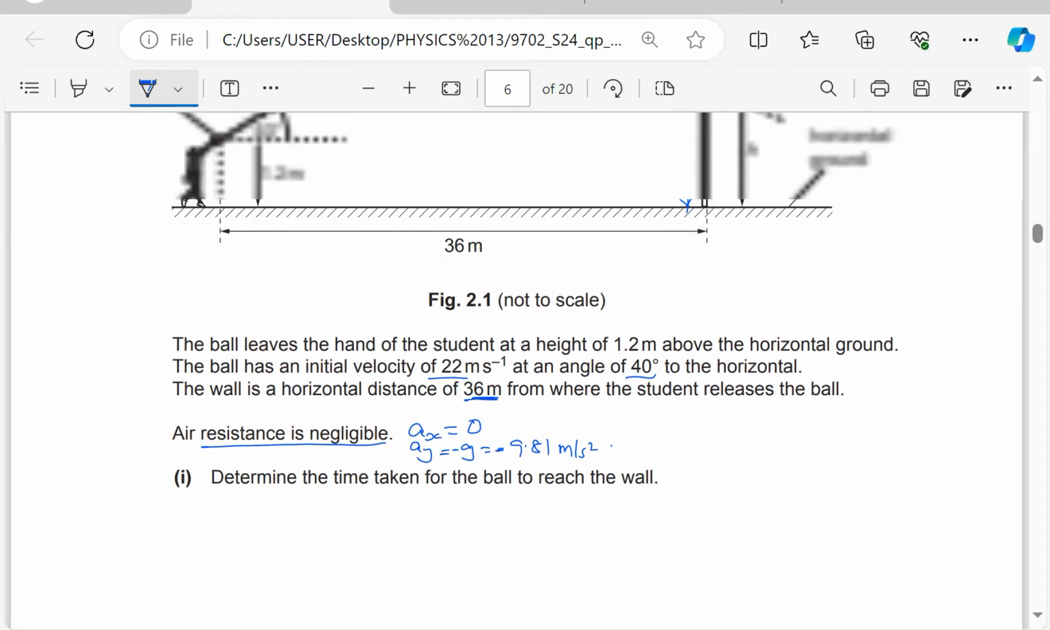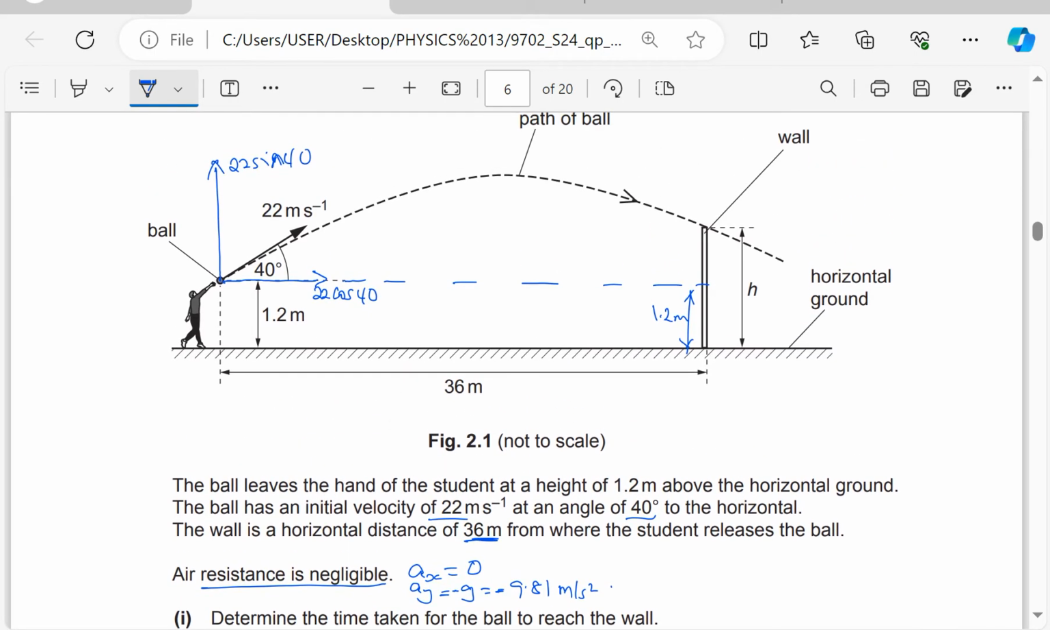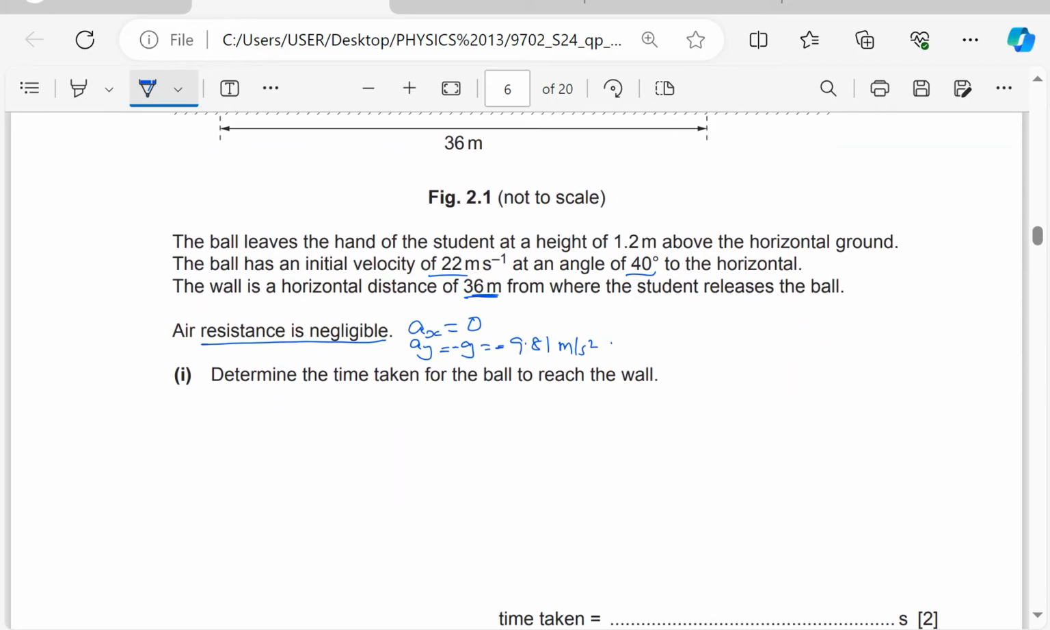So I will consider horizontal motion because I have the horizontal distance. I don't know the vertical distance. So I will say considering horizontal motion, and I'm going to use S in the horizontal equals to initial velocity in the horizontal times t plus a half acceleration in the horizontal times t squared. That is the equation of motion.